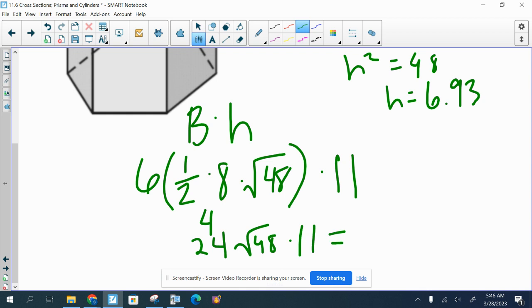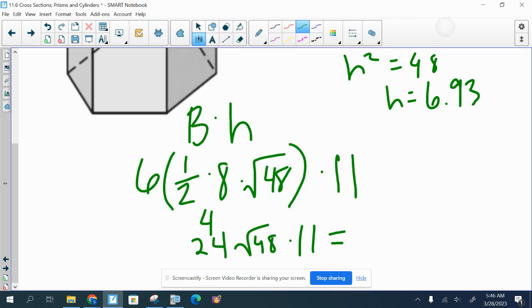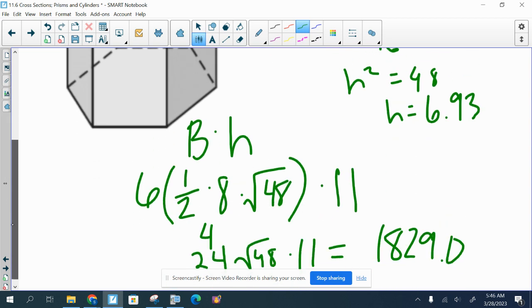But then I'm just going to type that into my calculator. So 24 times the square root of 48 times 11. Make sure to get out of the square root. 1829.0 meters cubed.